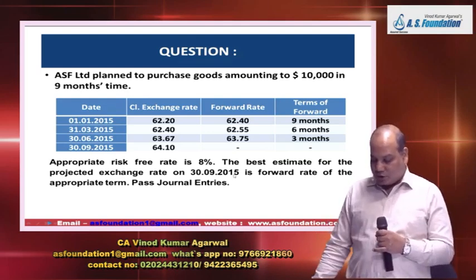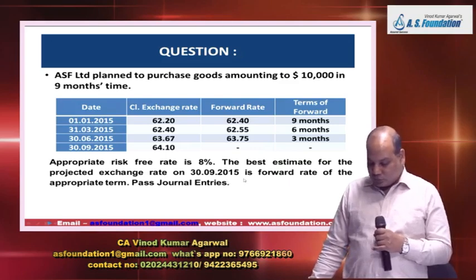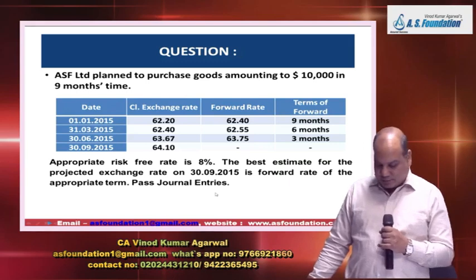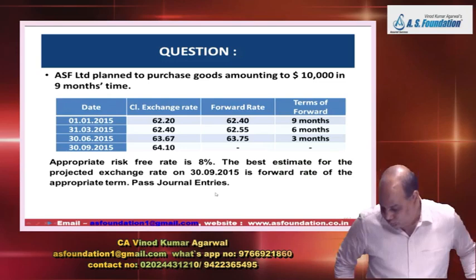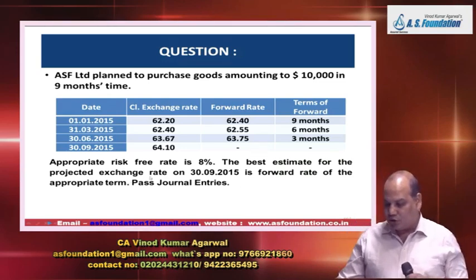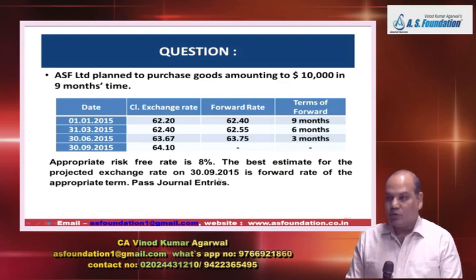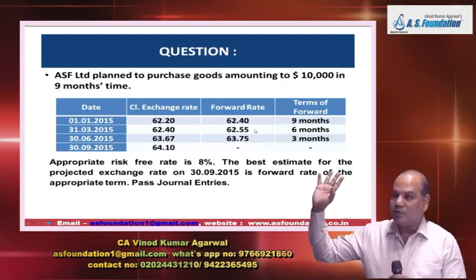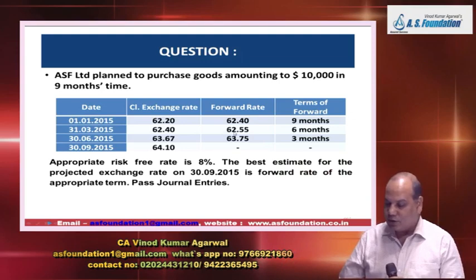The best estimate for the projected rate on 30th September 15 is the forward rate of the appropriate term. So underline this sentence: the best estimate for the projected exchange rate on 30th September 15 is the forward rate of the appropriate term. So what is my expected exchange rate? Expected exchange rate is what is the rate available on the respective date. So on 1st January we will expect that we will receive 62.40. On 31st March we will expect we will receive 62.55. On 30th June we will expect we will receive 63.75, like this. Finally we ended up receiving 64.10.